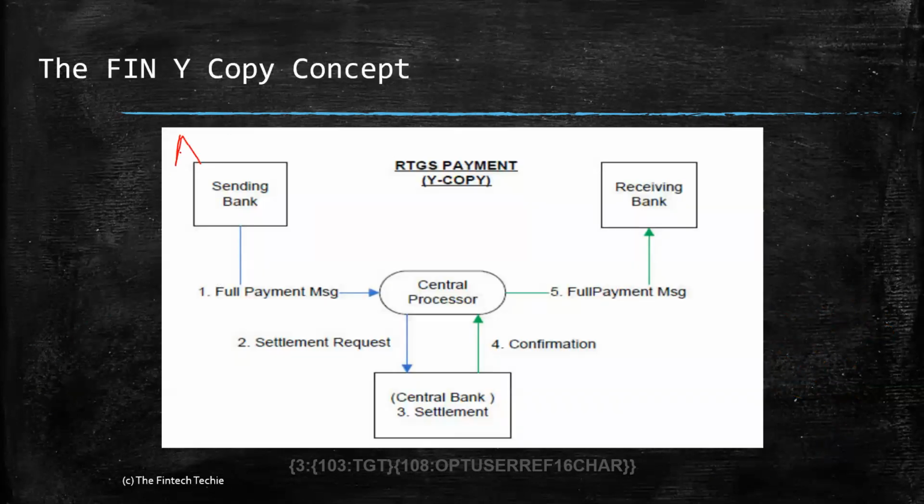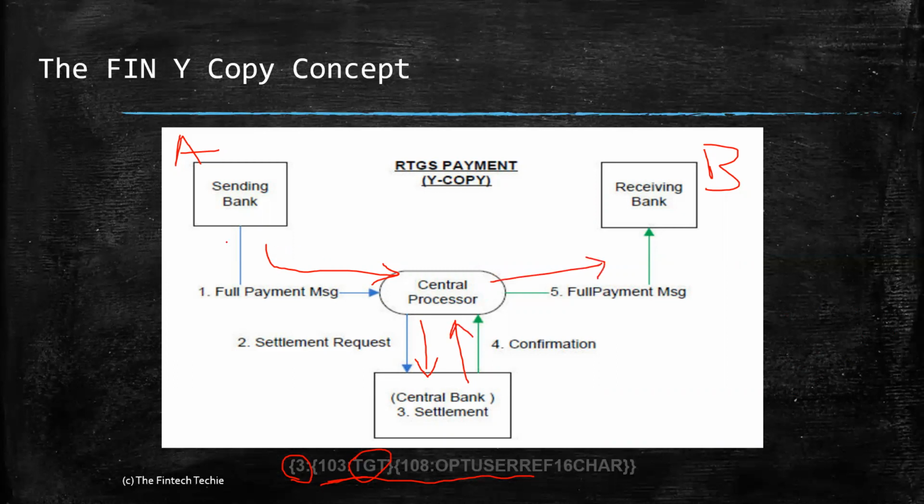Here we have the sending bank A and the receiving bank B. When a message is sent, it goes to a central processor. The central processor looks at the service identifier in tag 103 of block 3. For example, TGT stands for the TARGET2 network. The central processor understands that it needs to duplicate the message, so it sends a copy to the service administrator, in this case the central bank, for settlement. If the settlement is fine, the central bank responds with an approval, and the message is forwarded to the receiving bank.